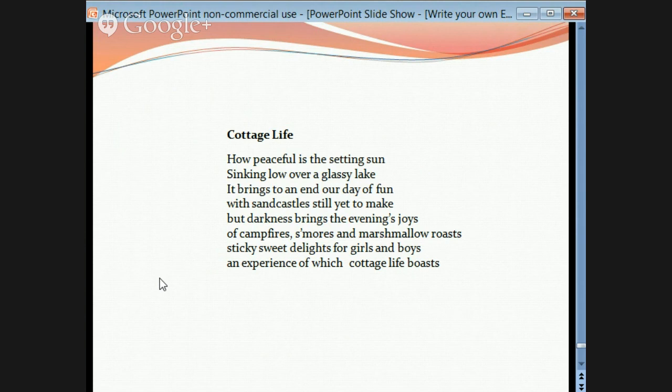Okay. And then the last slide I have is the little poem that I wrote for cottage life. How peaceful is the setting sun sinking low over a glassy lake. It brings to an end our day of fun with sand castles still yet to make. But darkness brings the evening's joys of campfires, s'mores, and marshmallow roasts. Sweet delights for girls and boys, an experience of which cottage life boasts.